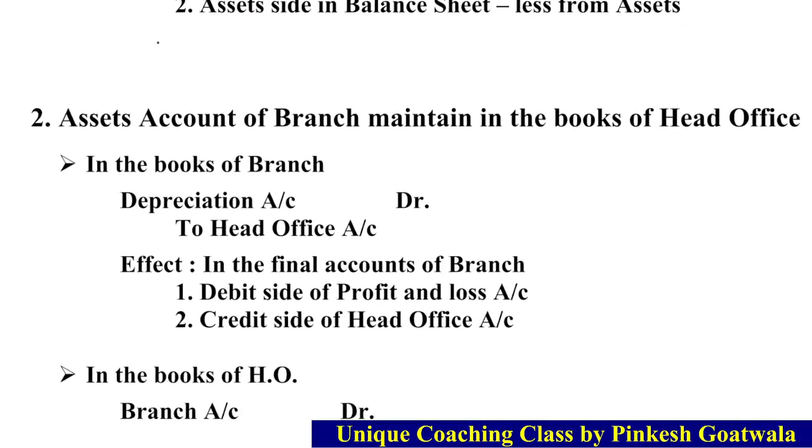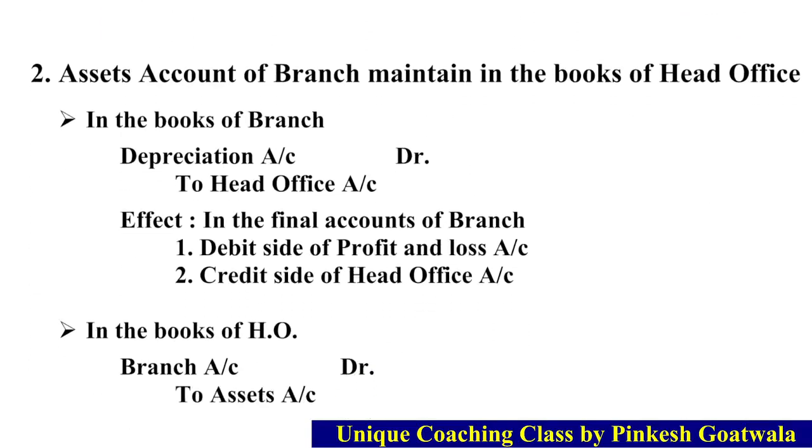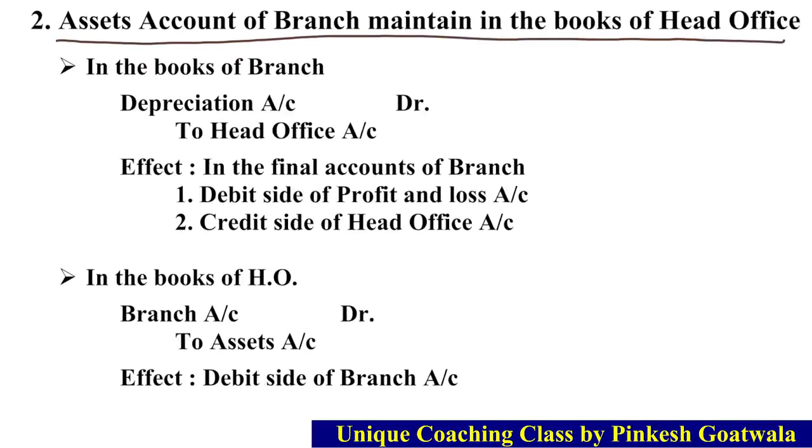Okay. For the second point, they clearly told that the asset account of the branch is maintained in the books of head office. Clearly told in the question that this asset account is maintained in the books of head office. In that case, in the books of branch and in the books of head office, okay, entry will come in both books. So what will the entry be in the books of branch?